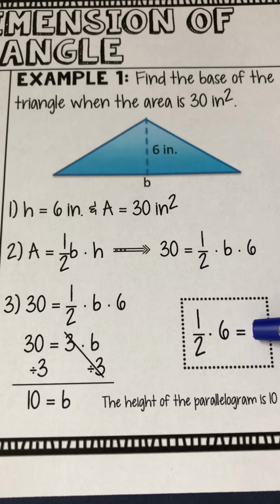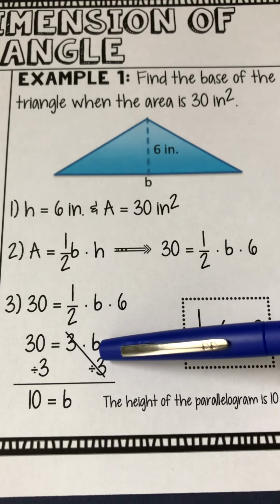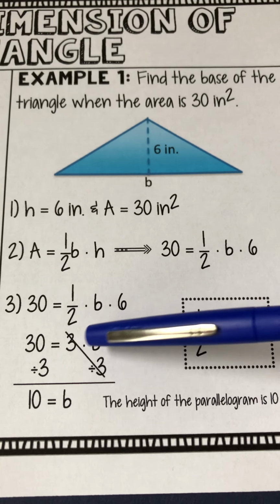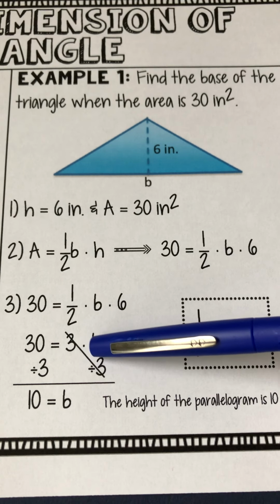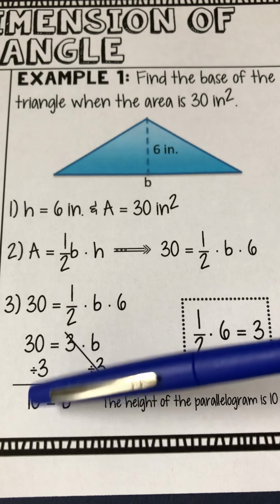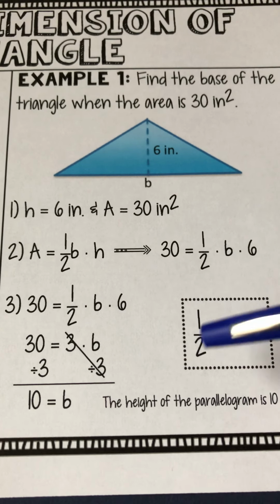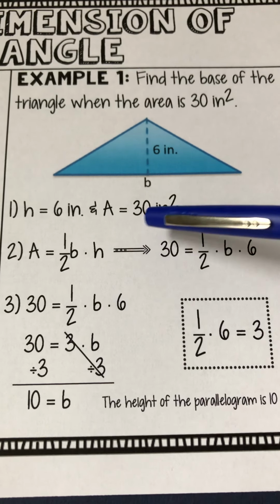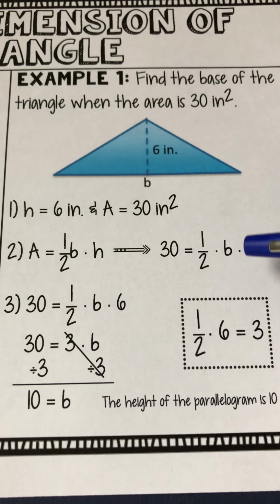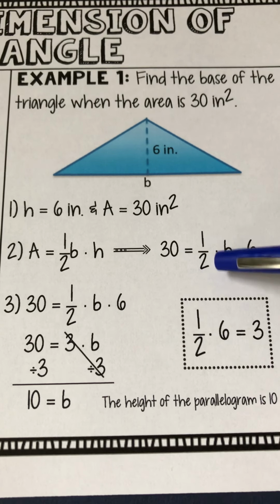So half of 6 is 3, right? So if half of 6 is 3, then we can simplify this whole situation right here. Now we have 3 times B. We have to divide by 3 on each side. 30 divided by 3 is 10, and 10 is our base. All right, so if we substitute this back in here, we'd have 10 times 6, which is 60, and half of 60 is 30, so 30 equals 30.